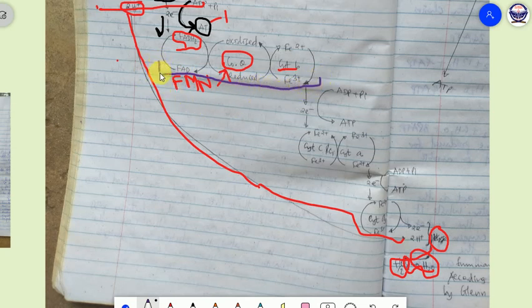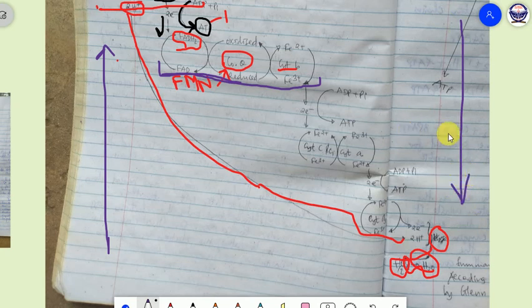Kwa electron anapokuwa anapita hapa, kwa sababu ziko kwenye one energy level, maana yake hapa kwenda hivi juu ni increase in energy. Kwa electron anapokuwa anashuka this direction anakuwa anafanya decrease in energy. Kwa kuna some of the energy is lost. Kama unakumbuka general chemistry ni nani? Ni Bohr atomic theory.